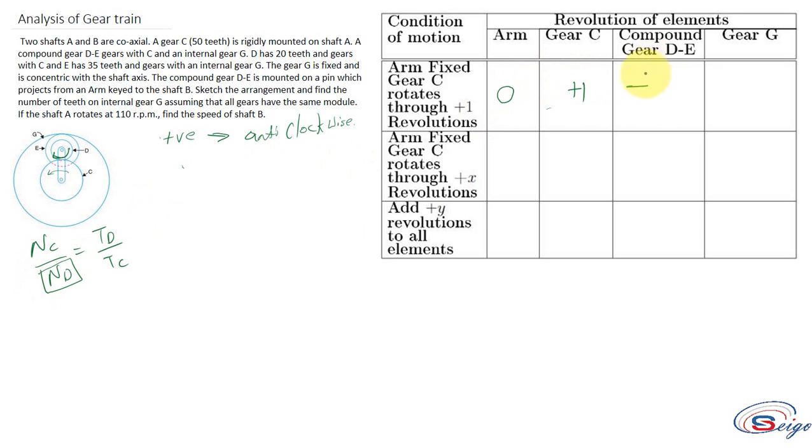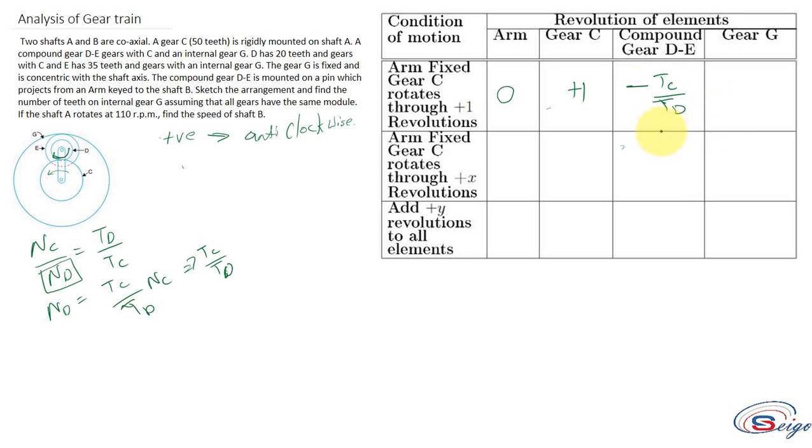Okay, so here ND is the required one. So what will be the value of ND? ND will be equal to TC divided by TD into NC. Here NC is 1, so you can simply write it as TC by TD, so here minus of TC divided by TD.